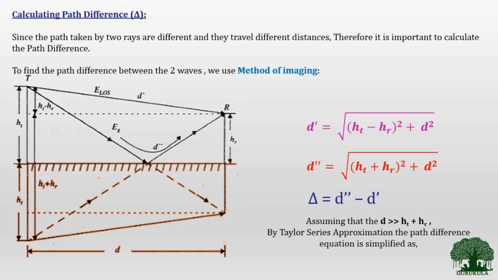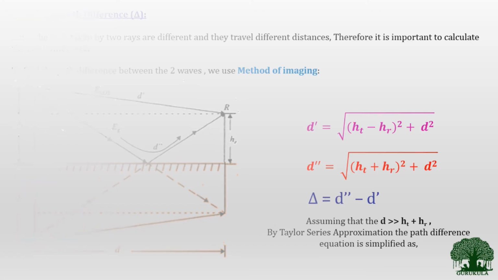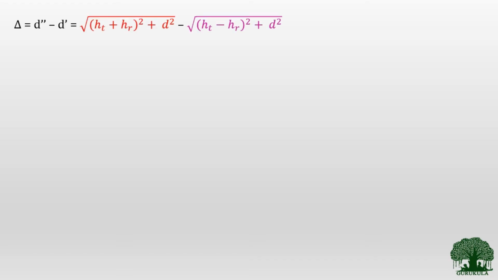In order to compute this, we will have to approximate, and we will assume that d is very much larger than ht plus hr, which is already mentioned in the assumptions part. By using the Taylor series approximation, we can find the total path difference. This is the final equation which I will get after substituting the values of d double prime and d prime over here. This is the value for d double prime and this is the value for d prime. Now I will try to approximate, or simplify, this particular equation.